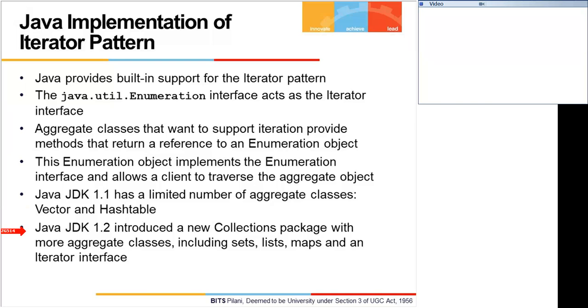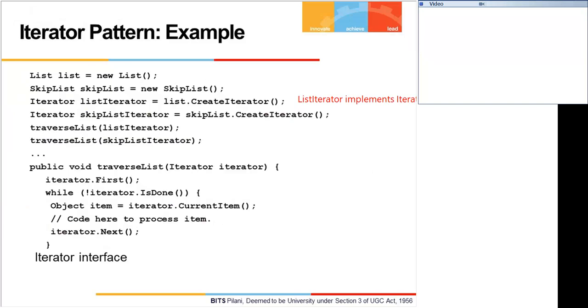You can go through the small implementation example that I have given here and try to implement the missing parts. If you implement the missing parts, you will be able to understand what is happening. This method, list.createIterator, creates an object of the list iterator, and that list iterator has to implement all the methods which are there in the iterator interface: first, next, isDone, and current item.